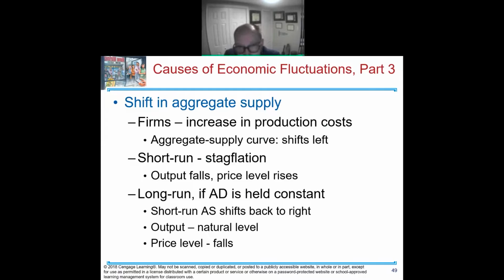So what causes these changes on the supply side? We know what happens on the demand side. What about the supply side? When companies have to increase their production costs, there's a supply shift to the left. When there's stagflation in the short run, output falls, prices rise. Stagflation. You don't want that to happen. That's not good. Long run, if the demand curve is constant, which it usually is, supply shifts to the right, output is natural, and the price levels fall or stabilize.